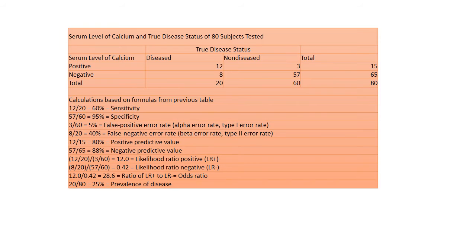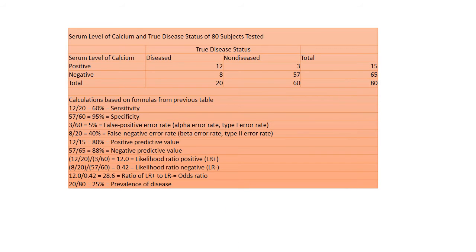So here's the 2x2 table of our subjects. Again, we need to know who actually has disease and who doesn't in order to come up with these calculations, so we know beforehand who's got hyperparathyroidism and who doesn't. Looking at this table, we can see the actual disease status. 20 patients have disease out of the total of 80, and we had 60 people who were non-diseased, right? So I'm getting a total here of 80.